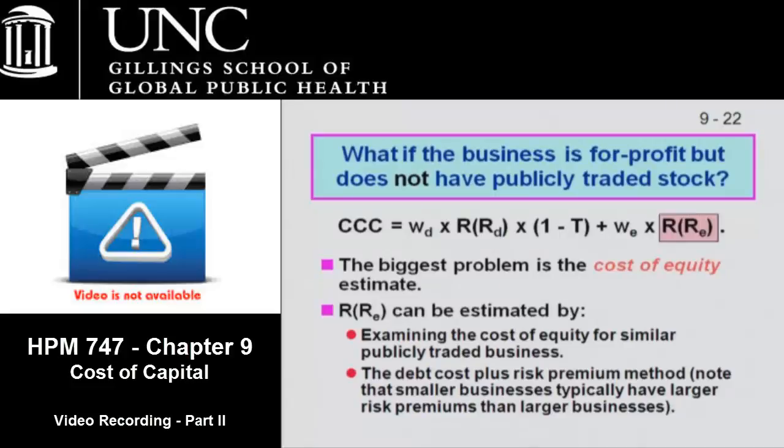What if the business is for profit but does not have publicly traded stock? Again, the problem is going to be estimating the required rate of return on equity, in which case the best thing to do is what Bradley suggested a few minutes ago, which is examine cost of equity for similar types of businesses and use the debt cost plus risk premium method.